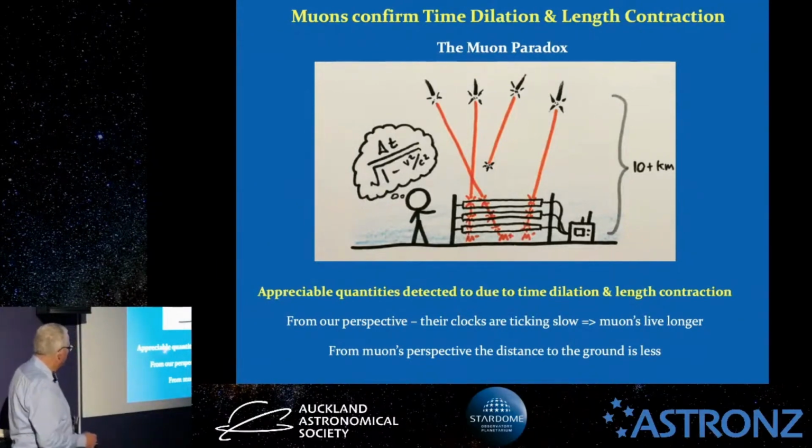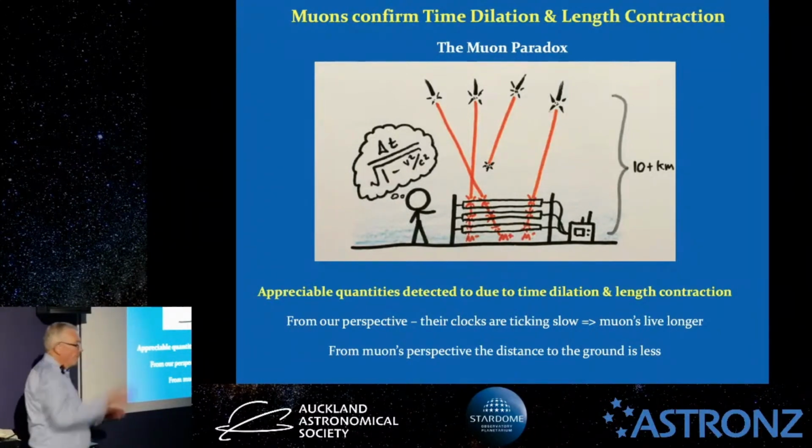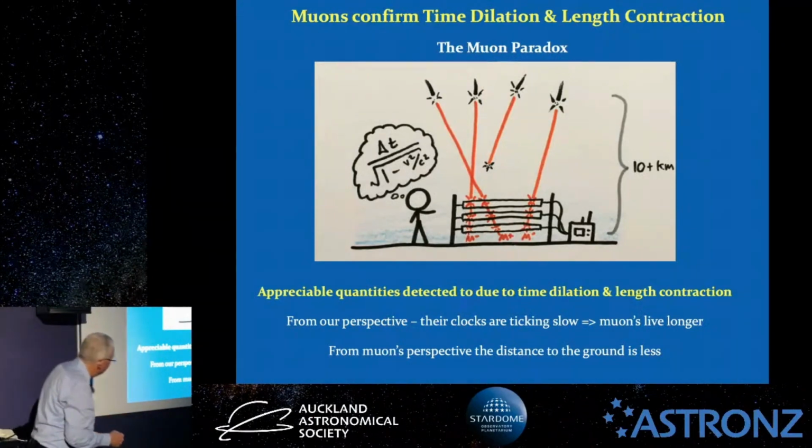Now let's split that up. You say, well, what's going on here? So from our perspective, the observer, if we were, just hypothetically, thought experiment, to observe that muon, we would see their clocks ticking a lot slower. So their half-life suddenly, to us, our perception on the ground, is a lot longer, so they're living longer, so they've got more opportunity to get to the ground.